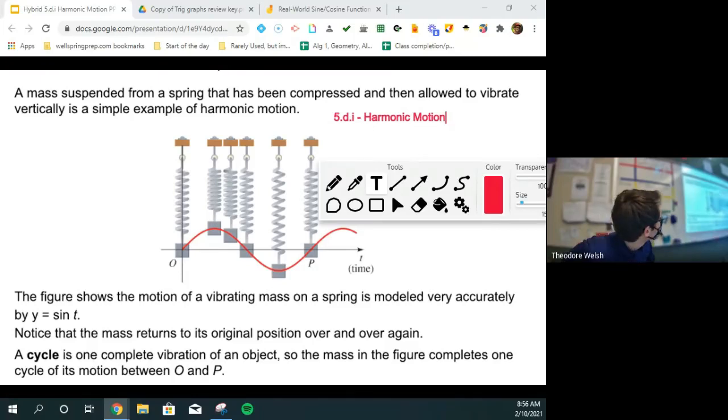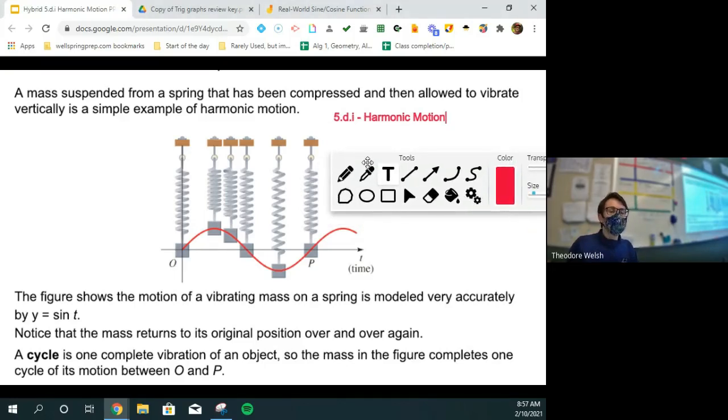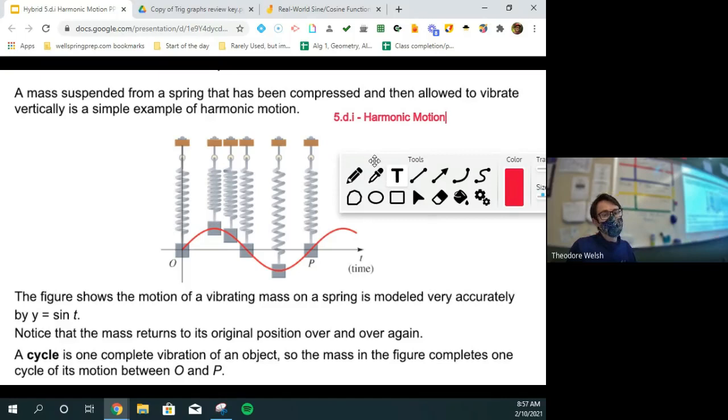Everything that's written here, you don't necessarily have to have written in your notes. I'll do my best to underline or highlight the things that are most important. But the general gist of what harmonic motion is: it represents something that's repeated, usually something vertically going up and down.